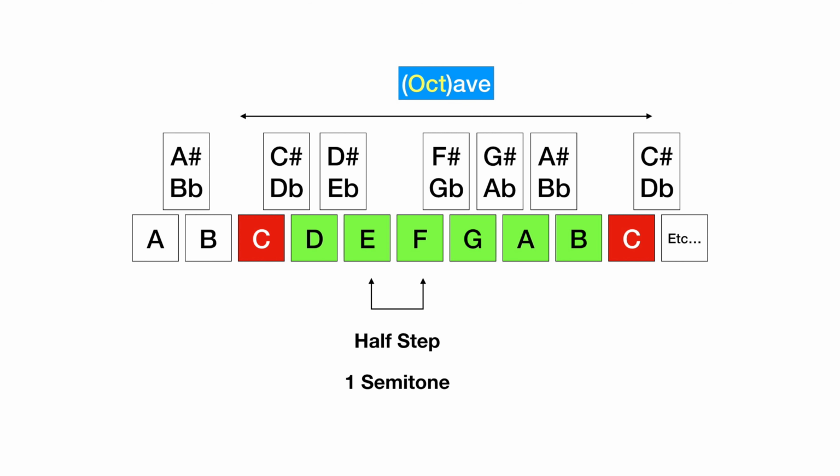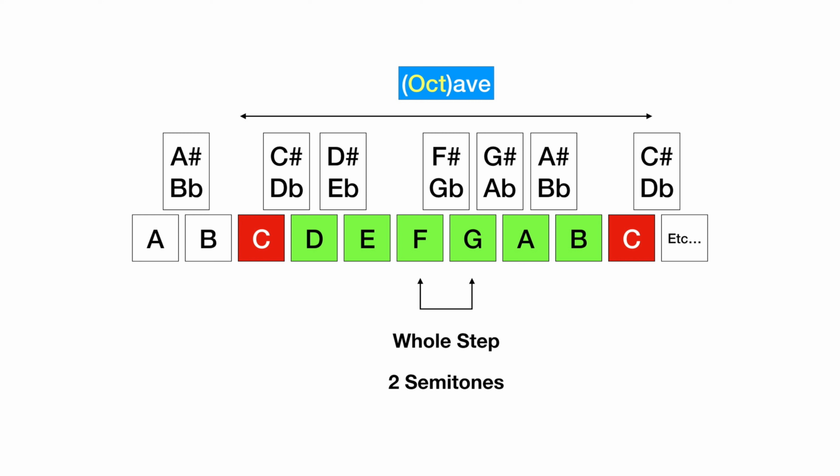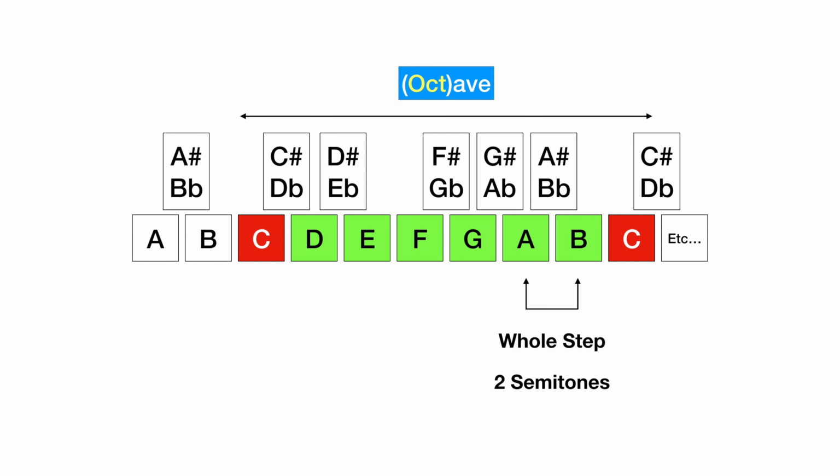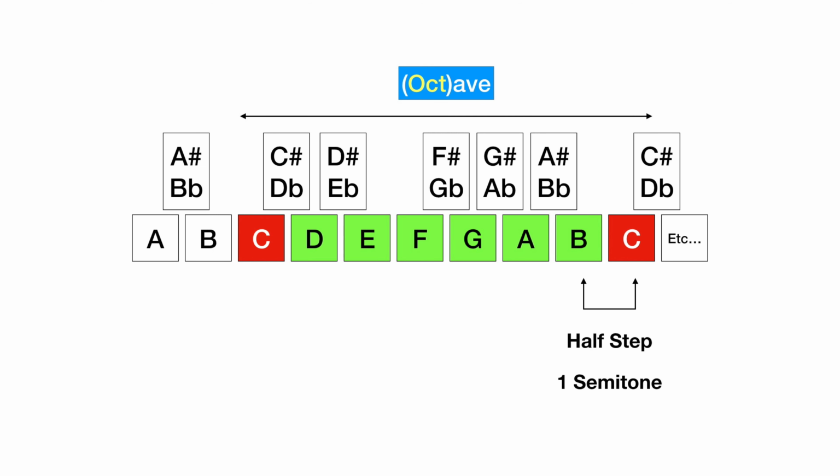Between E and F, it is 1 half step or 1 semitone because there is no E sharp. Remember, B and E are blunt. Between F and G, it is a whole step. Between G and A, it is another whole step. And between A and B, it is yet another whole step. It is only when we get to B, which is also blunt, that the interval between the 7th note of the scale and the 8th, C, is the second half step in the major scale.